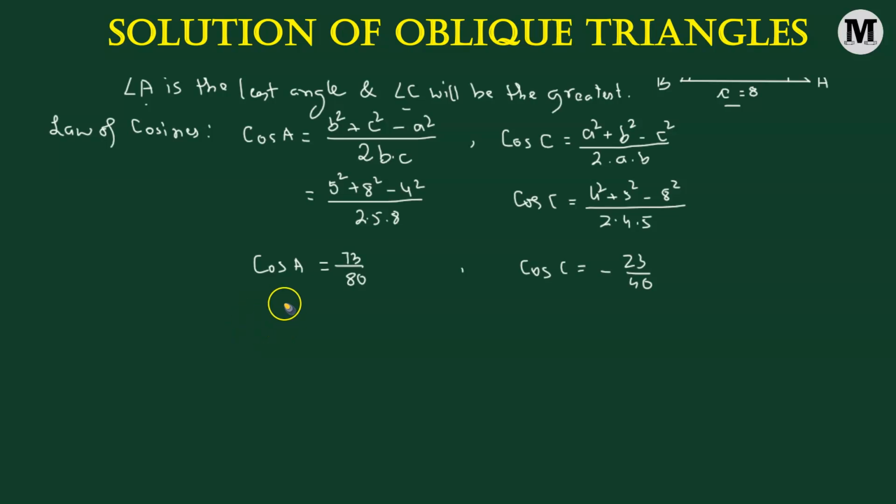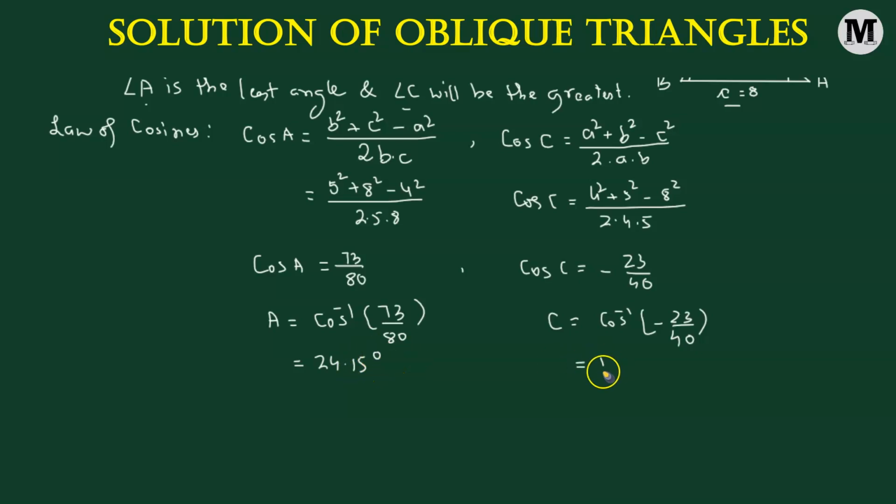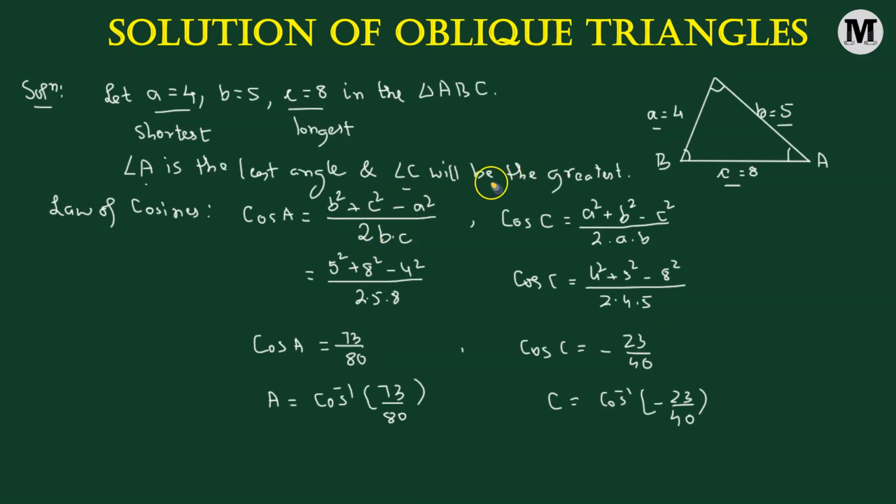Now, what we need here is the angle measure of A and C. All you have to do is take the inverse cosine function on both sides. So A is going to be the inverse cosine of 73 over 80, and C is going to be the inverse cosine of negative 23 over 40. We'll use a calculator to plug in our values. A comes out to be 24.15 degrees and C comes out to be 125.1 degrees. So here we have successfully obtained the greatest and the least angle.